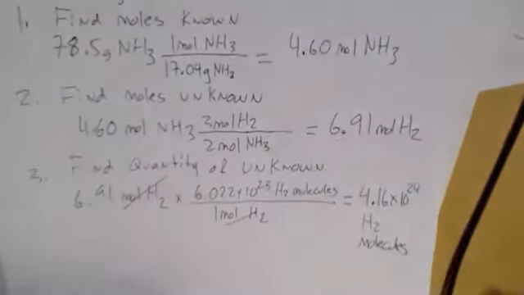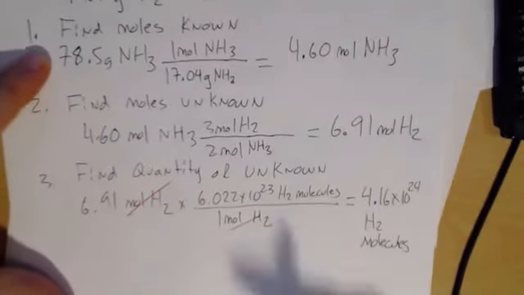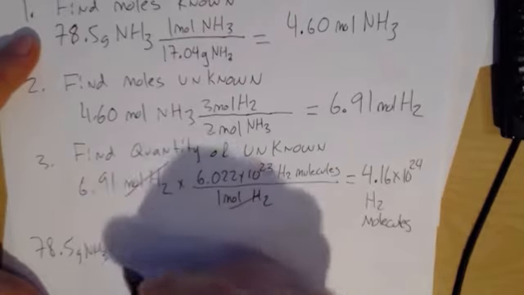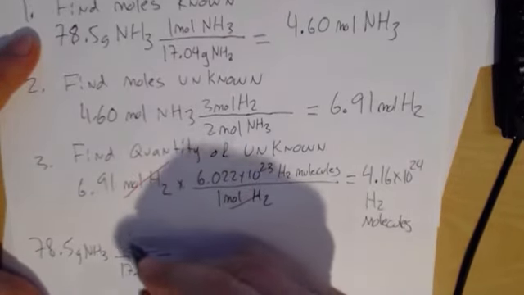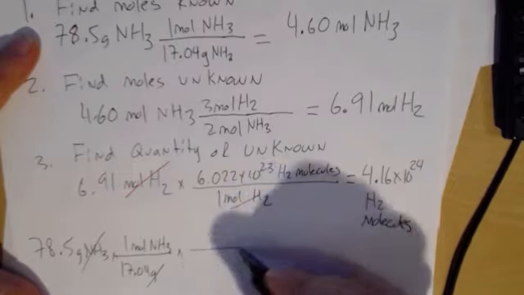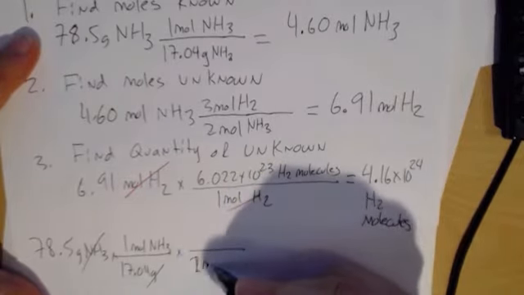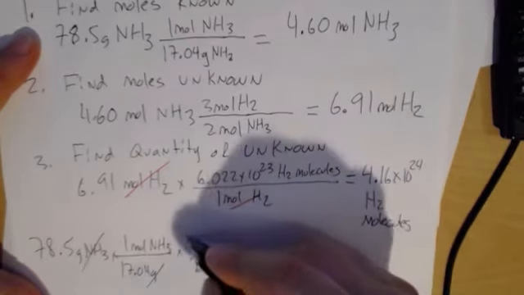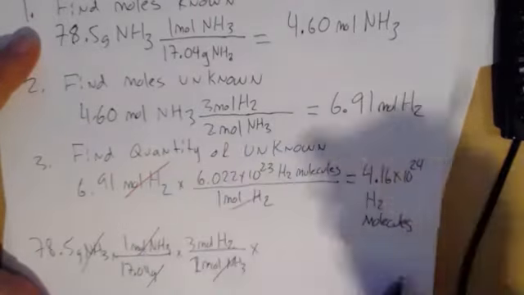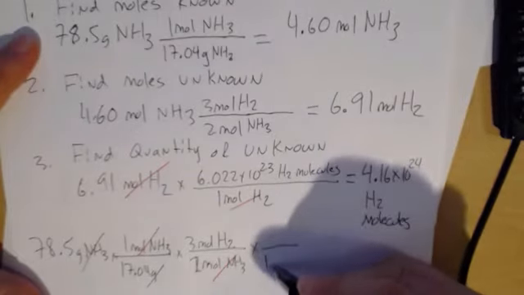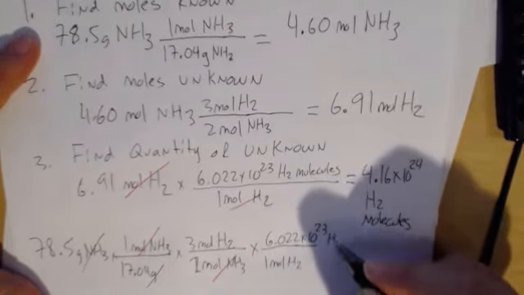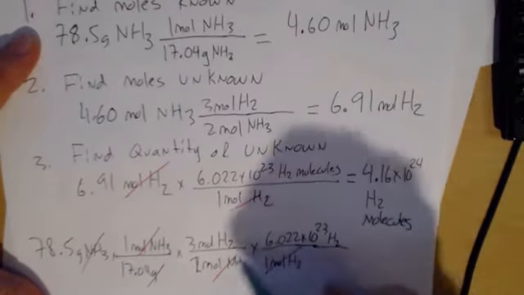And let me just show, I want to put this all together because we're going to take 78.5 grams of ammonia times 17.04 grams over 1 mole of ammonia, grams cancel, times counting operation, 2 moles of ammonia, 3 moles of hydrogen, moles of ammonia cancel, times 1 mole of hydrogen, 6.022 times 10 to the 23 hydrogens, right? And in that case, moles of hydrogen cancel.